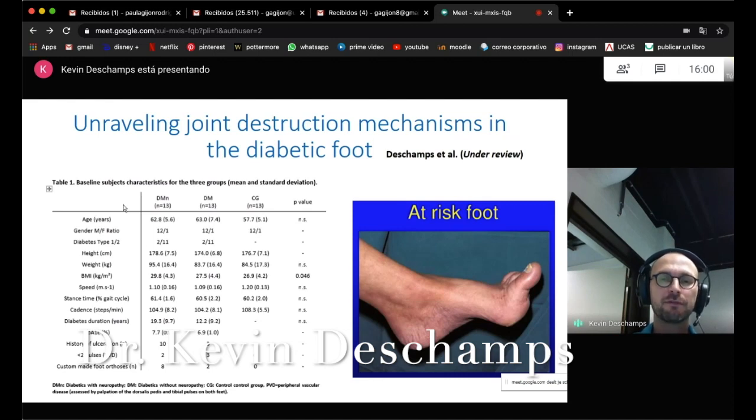So finally, we had also a clinical output regarding the diabetic foot, because we are trying to unravel joint destruction mechanisms in the diabetic foot. Just to summarize here, we have 3 groups: a control group, and then we recruited a group of diabetic patients with neuropathy and without neuropathy.